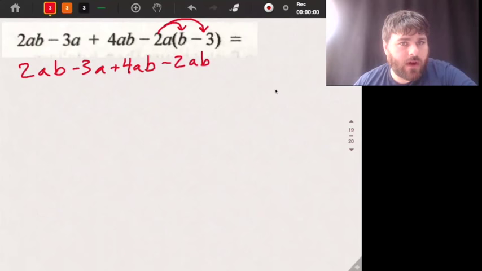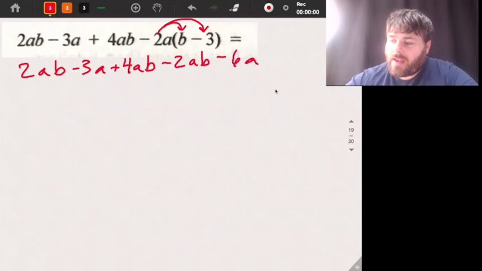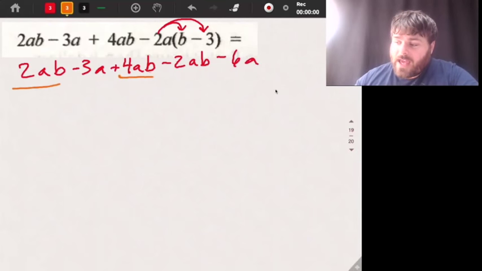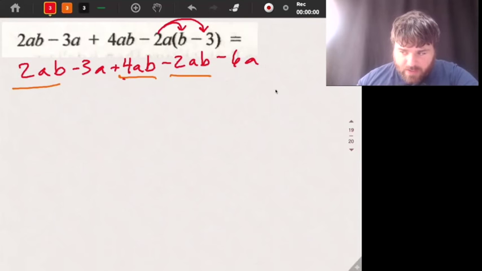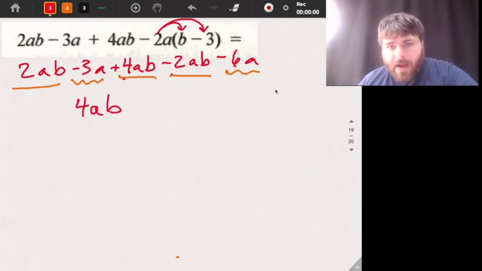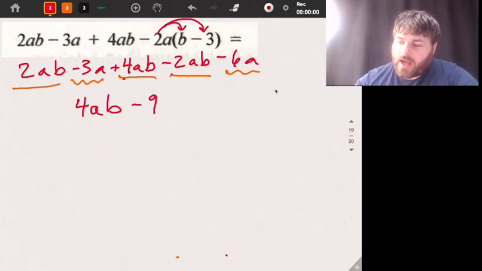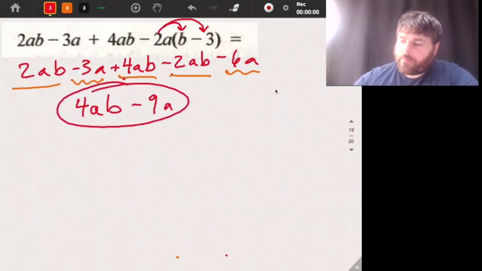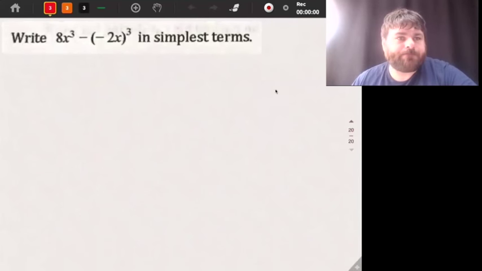Okay, just get those variables all together. Now, -2 times -3 is -6. And since the -2 is multiplied by a, we're going to get -6a. All right, I've got ab's and ab's and ab's. Put them all together. 2 plus 4 is 6. Minus 2 is 4. So I've got 4 total ABs. And I've got an a and an a. Those can be combined. -3 minus 6 is -9. Here we go.